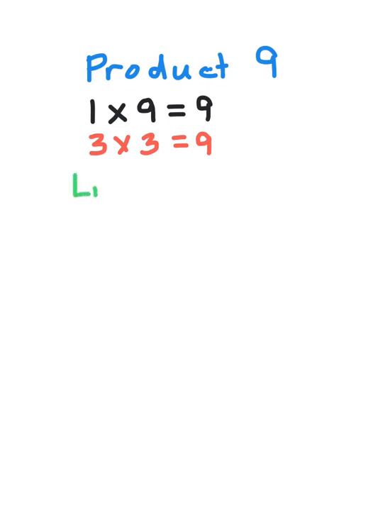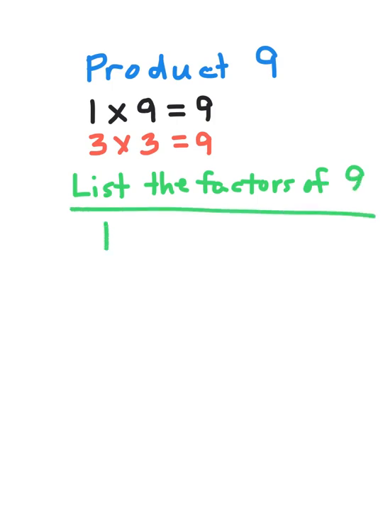If I said to you, list the factors of 9, you would write in your list 1, then you'd put a comma. 3, then you'd put a comma. See, here's 1 and here's 3. Now we don't have to write 3 again. We only write 3 once if it's 3 times 3. And then we write our final factor, which is 9. So there's a list of the factors of 9. Let's do another one.